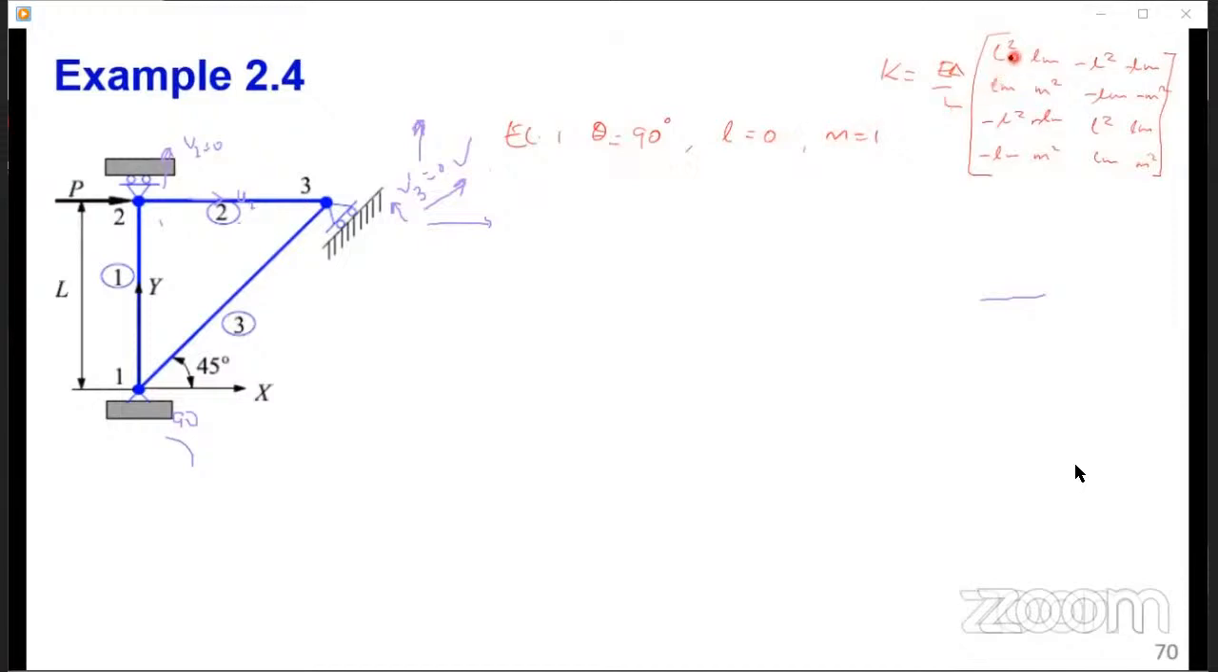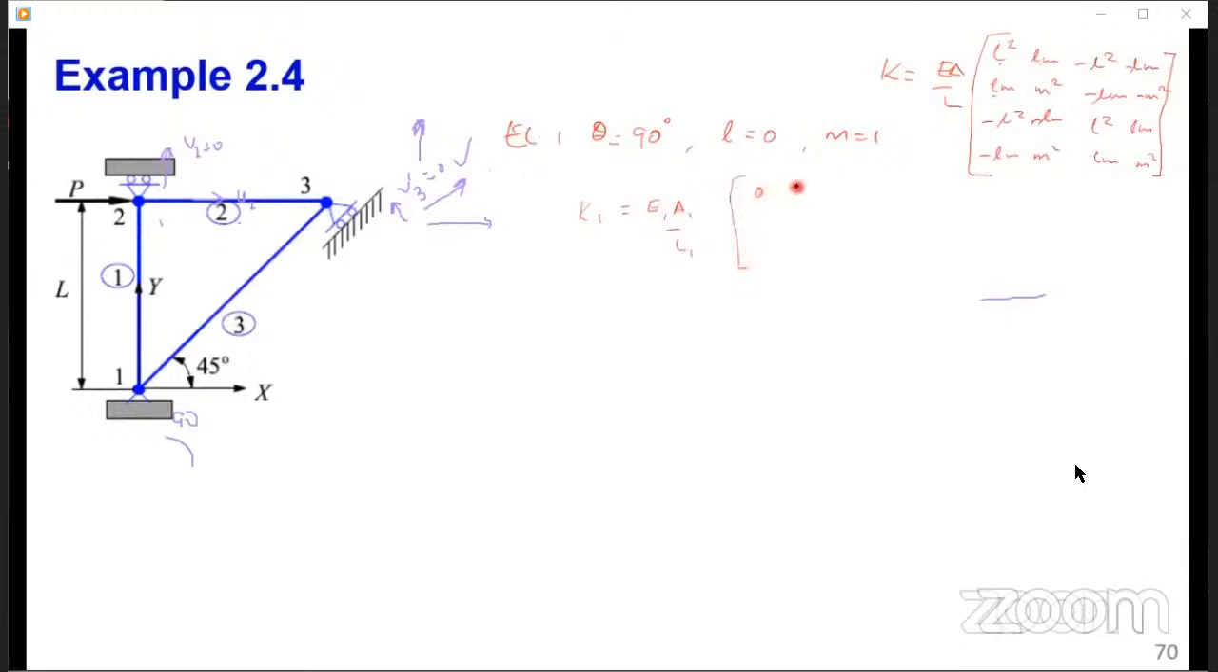So all these L's, where there is L, because you know there is 0, anything multiplied by 0 is 0. So this one becomes 0, 0, 0, 0. Okay? So here you can comfortably say K1 is equal to EA over L. So you can say E1, A1 over L1.